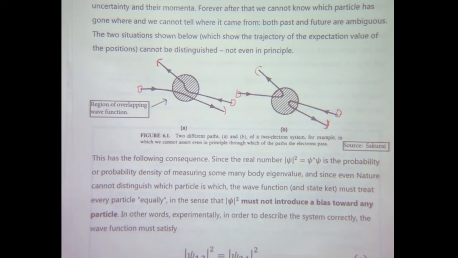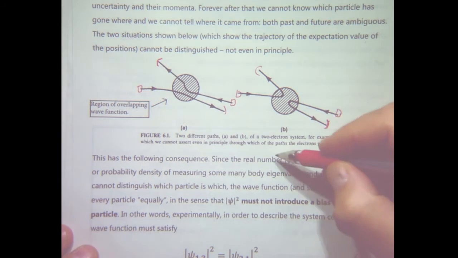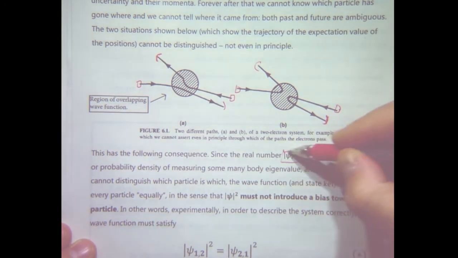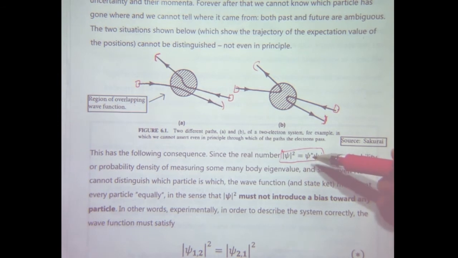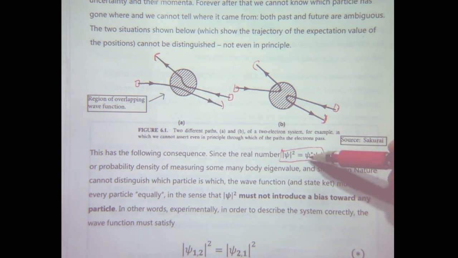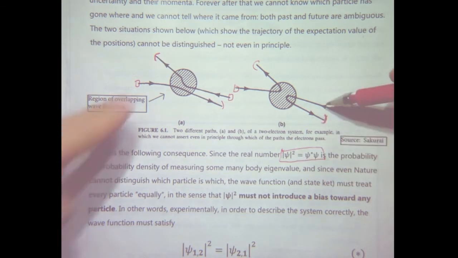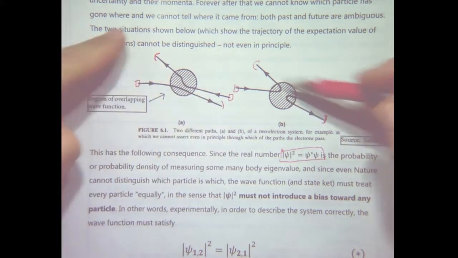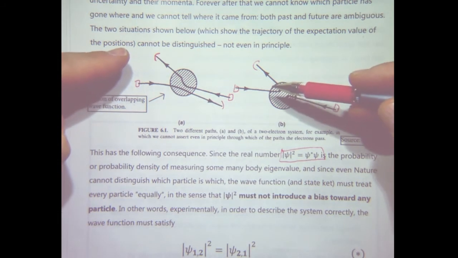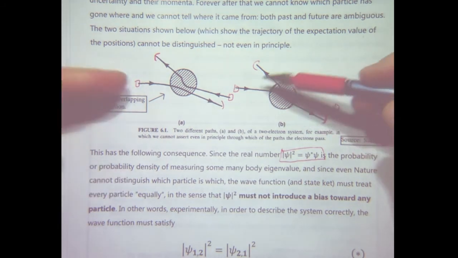Okay? Alright. So that means that this is a physical effect. This is the physical reality. So that means that now this number here is the probability or probability density of measuring some property. It means that the wave function must be written in such a way, or constructed in such a way, that it does not introduce a bias in this experiment. Does not introduce a bias towards one particle or another in this experiment.